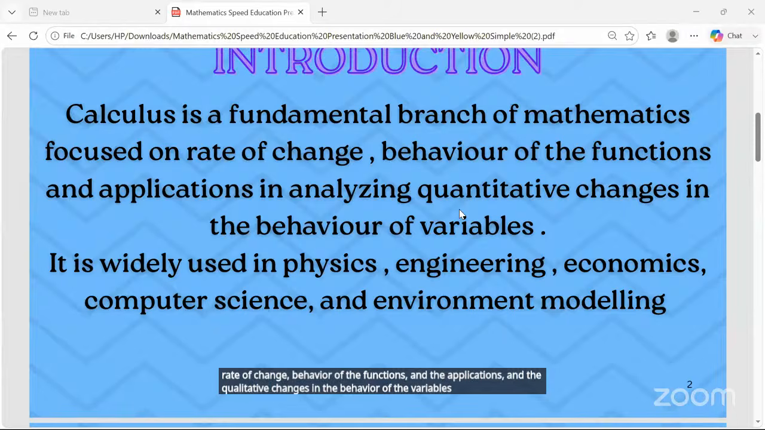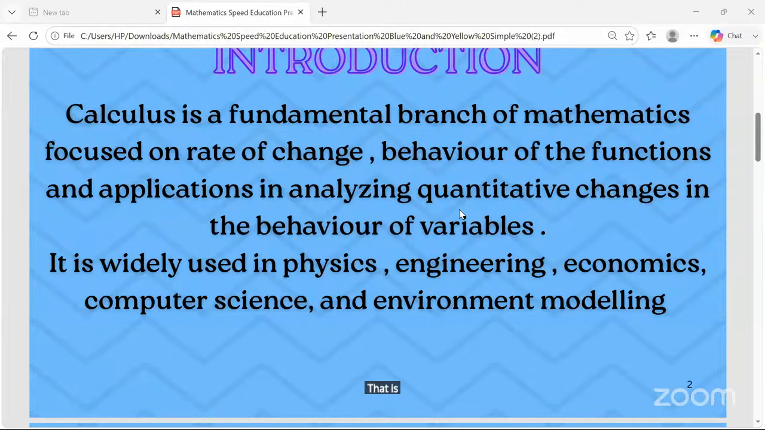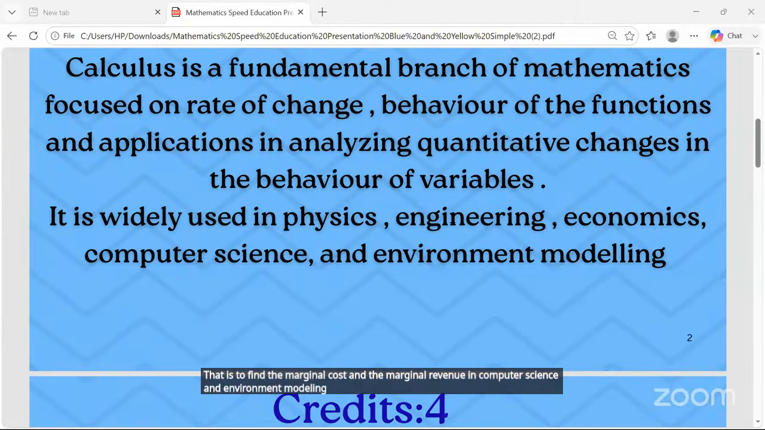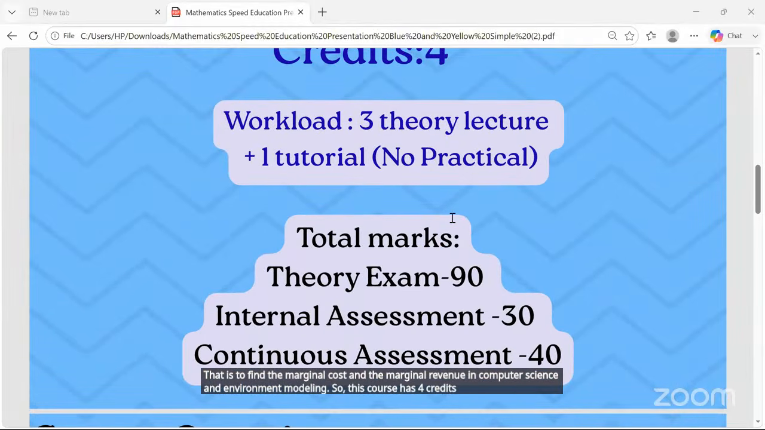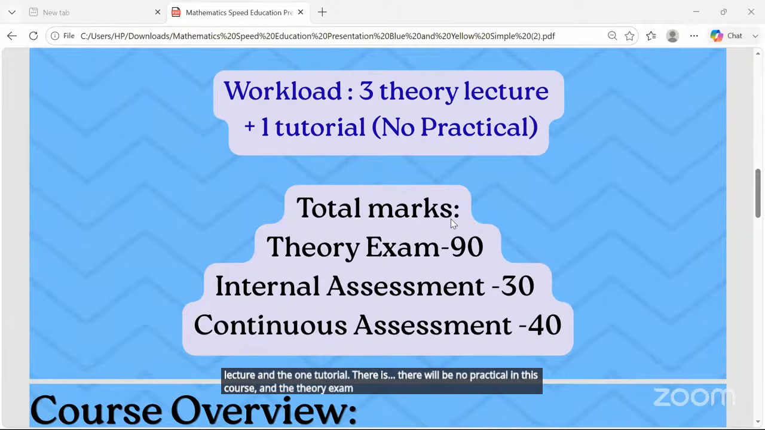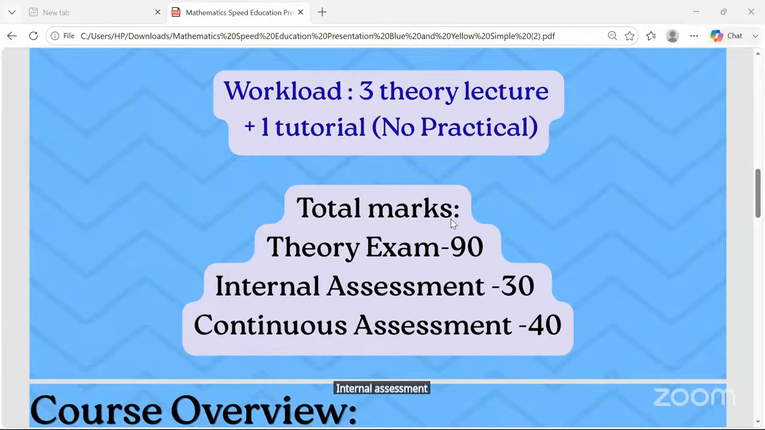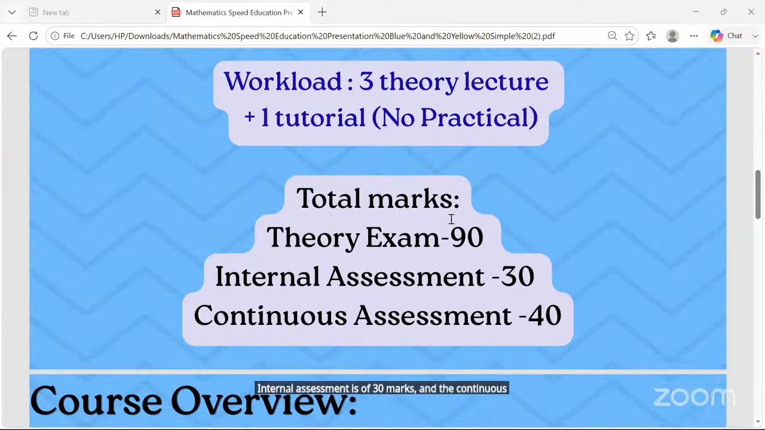It is widely used in physics, engineering, economics, to find the marginal cost and the marginal revenue, in computer science and environment modeling. This course has 4 credits, that is 3 theory lectures and 1 tutorial. There will be no practical in this course. The theory exam is of 90 marks, internal assessment is of 30 marks, and the continuous assessment is of 40 marks.